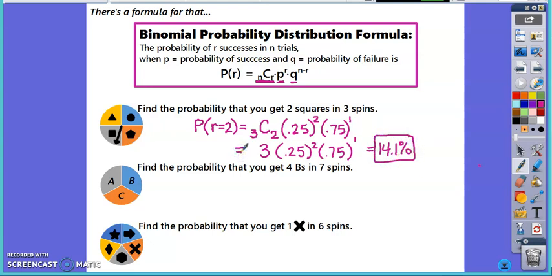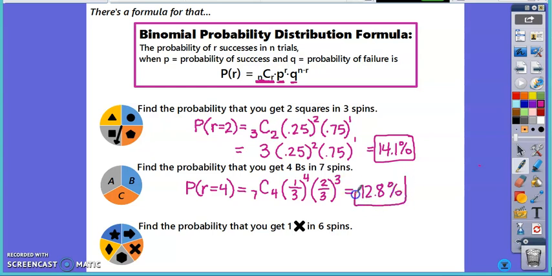So here's another one. We haven't made a table for this one. Find the probability that you get 4 B's in 7 spins. So 7C4. That's all the different ways we could get 4 B's. Probability of getting a B 4 times. Probability of not getting a B 3 times, right? So 12.8% is what I got.